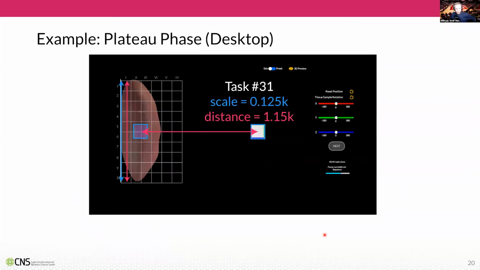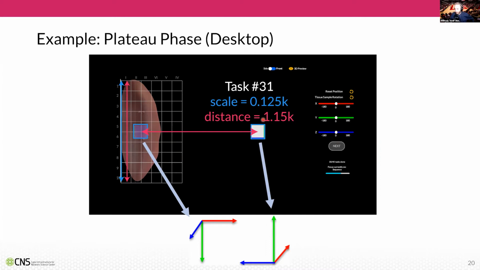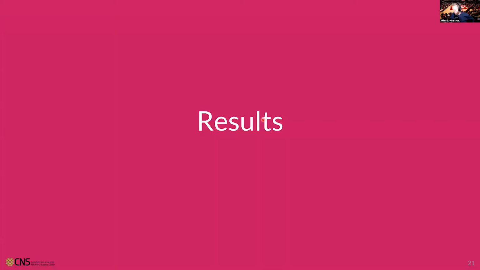And now we have the plateau phase. Again, these are 30 individual tasks where the scale is always 12.5% of the kidney height and 1.15 times the kidney distance. And the rotation here is always diametrically opposite of each other. All right, with that, I want to give it over to Kilian, and he's going to present to us the results.